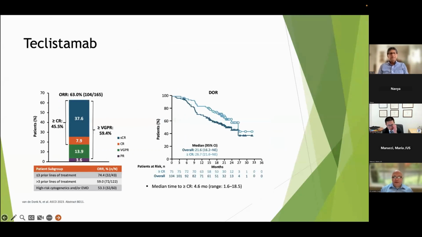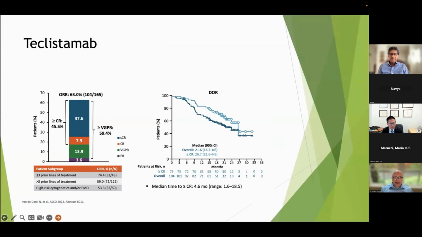So teclistamab was the first bispecific to be approved about a little bit over a year ago. It produces a response in about 63% of the patients. And similar to what we saw with CAR-T, most of those responses are complete responses or deep responses in one way or the other. And this is a population that is actually as advanced, if not more advanced, myeloma than the population reflected on the CAR-T cell.